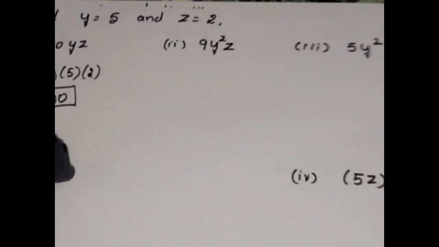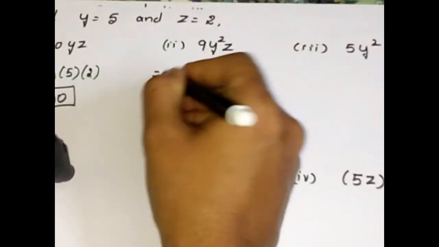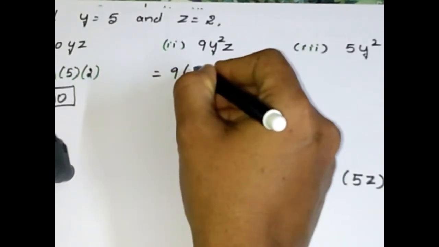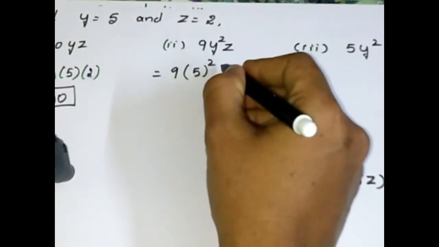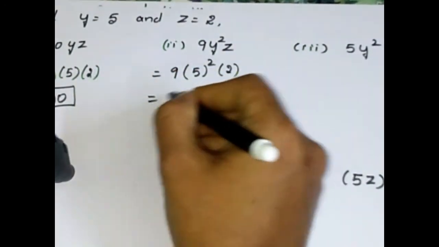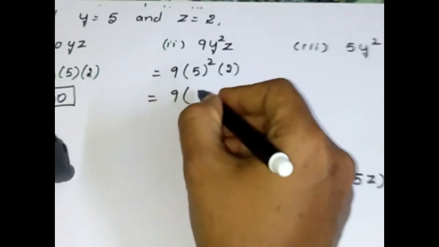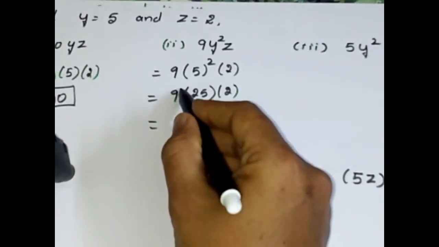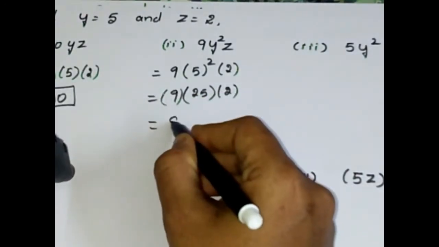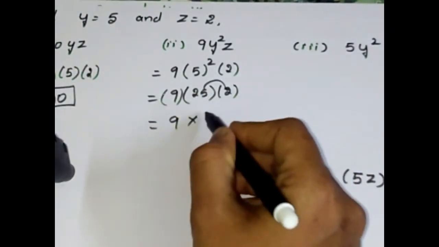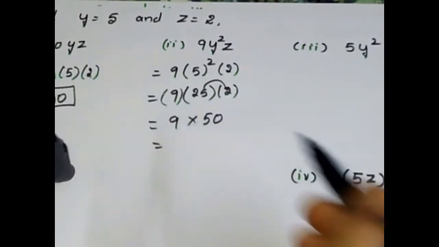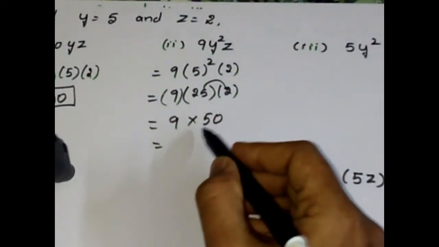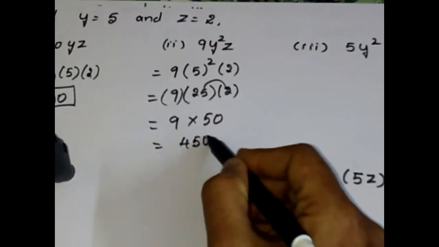Next, 9y square z. Similar type. I hope by this time you will be able to do it. So pause the video, do the solution by yourself, come back and cross check. 5 square value is 25 into 2. So 9 into 25 into 2. First I'll multiply 25 2s because the solution will be easy to simplify. 9 into 50, 9 5s are 45, that is 450.